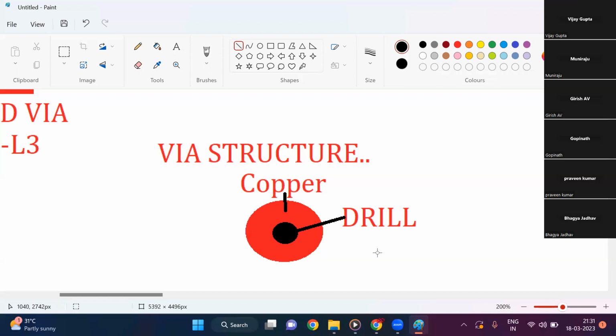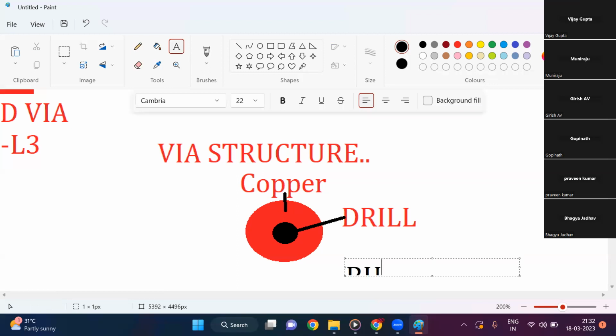Understood, guys? Suppose a 1 mm drill is there. Then for the pad stack, this is not a regular pad; you can see here a copper annular ring. So the area of copper will be just double the drill diameter. This is the via rule.